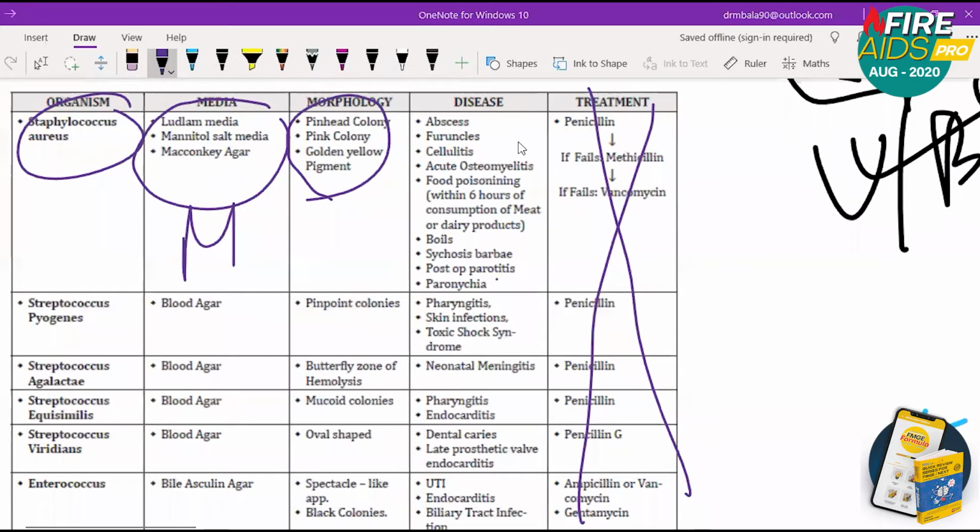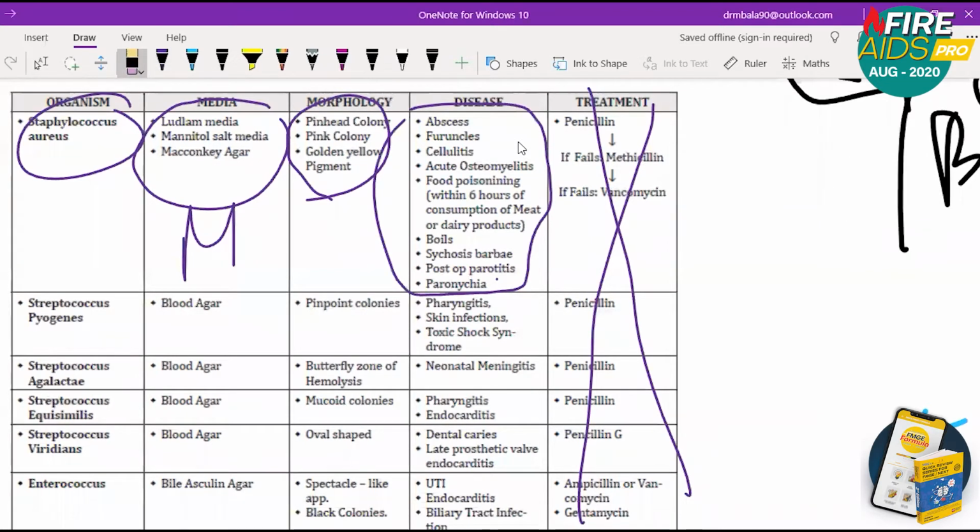Yeah. So morphology wise, Staphylococcus aureus means pinhead colony, pink colony, and golden yellow pigment. Diseases, it causes a lot of diseases. So abscess, furuncle, cellulitis, acute osteomyelitis, food poisoning, boils, sycosis barbae, post-op parotitis, paronychia. For Staphylococcus aureus, I will give you one mnemonic where you can remember everything.